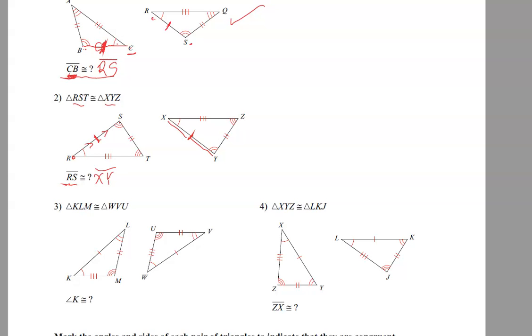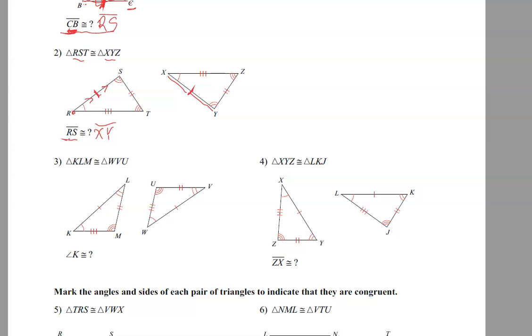Okay. So 3, 4, same thing. Triangle KLM is congruent to triangle WVU. The answer to the question we're trying to find is angle K is congruent to what angle? If we look at the way they're written, notice how angle K is our first term. Angle W is our first term in the other triangle, so this would have to be angle W. That has to be our answer.